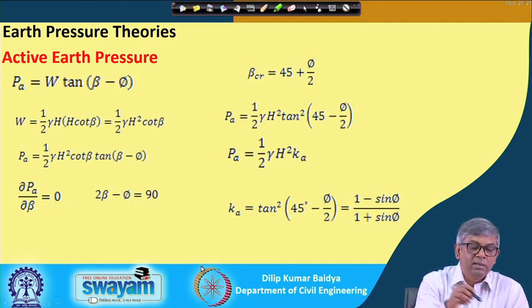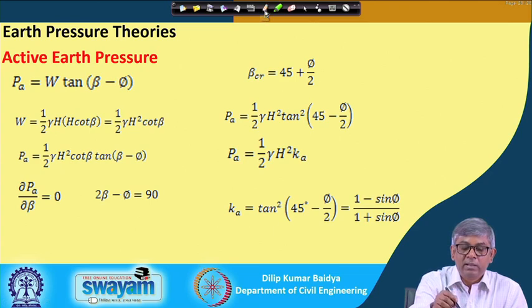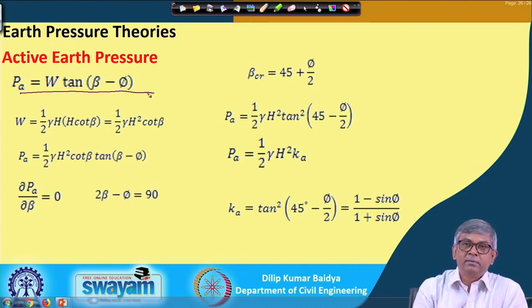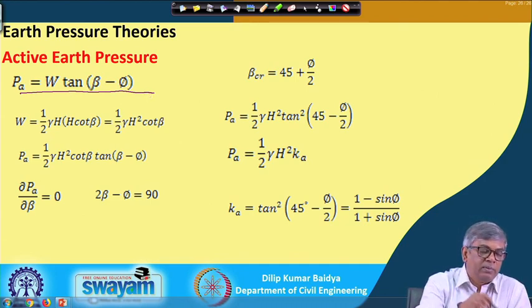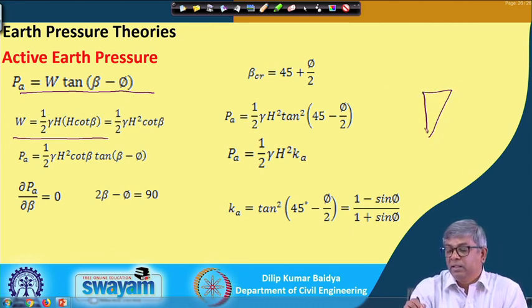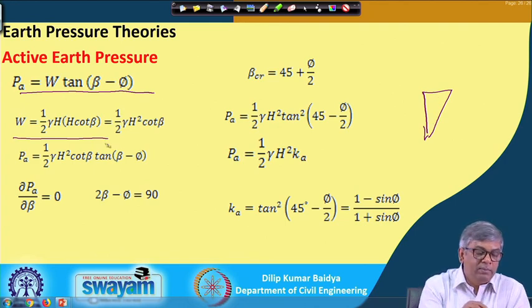You can see that from the force polygon I can find out P A equal to W tan (beta minus phi), whatever force polygon I have got, from there we can get it. And I can find out W, that is the weight of the wedge; this is the wedge actually. I can find out the volume and then multiply by gamma, then it becomes the weight. So, if I substitute this weight in this, then P A becomes, in terms of gamma, h, cot beta, phi. So, P A becomes this.